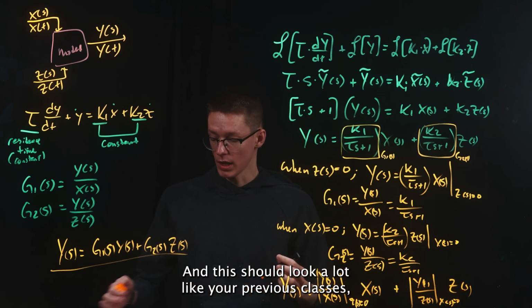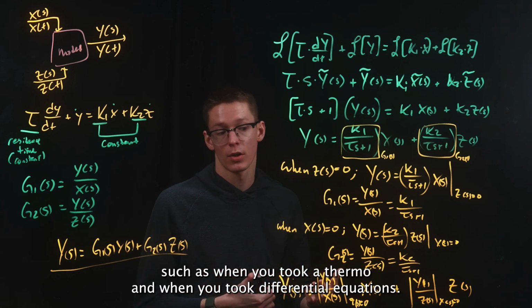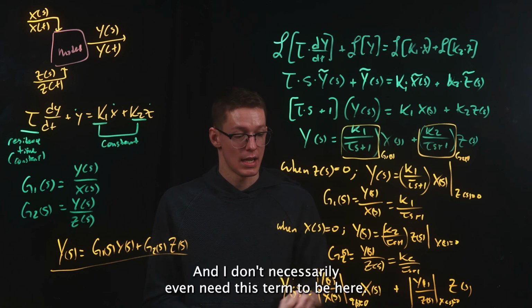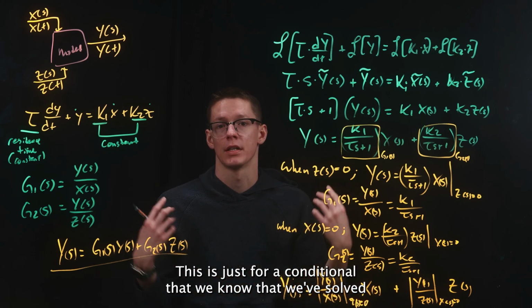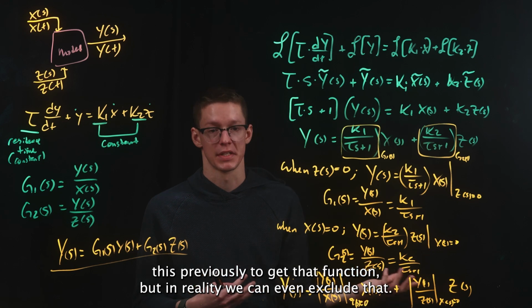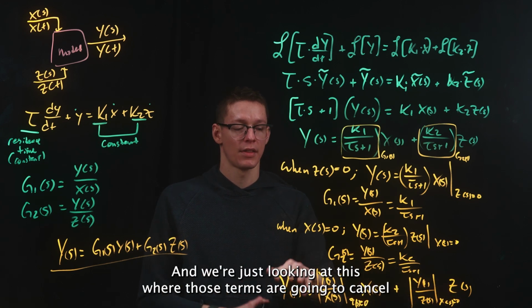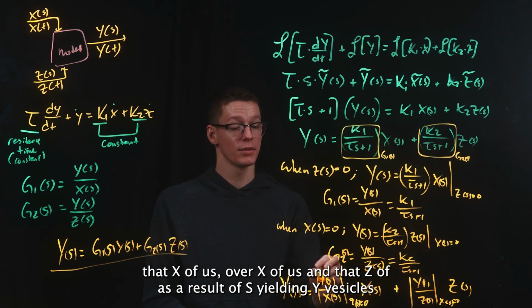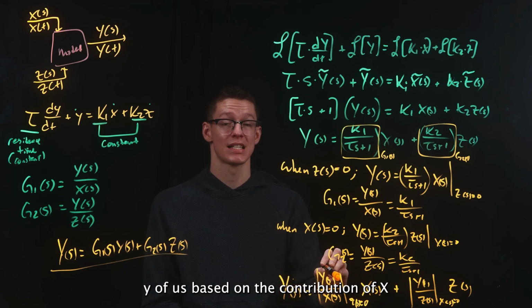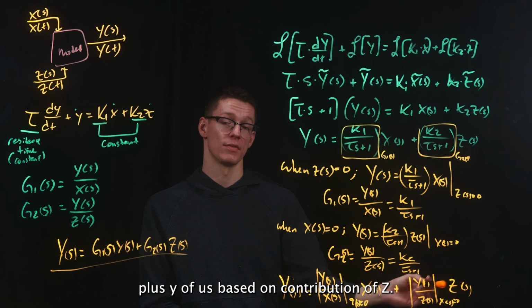And this should look a lot like your previous classes, such as when you took thermo and when you took differential equations. And I don't necessarily even need this term to be here. This is just for a conditional that we know that we've solved this previously to get that function. But in reality, we can even exclude that. And we're just looking at this, where those terms are going to cancel, that x of s over x of s, and that z of s over z of s, yielding y of s equals y of s based on the contribution of x plus y of s based on contribution of z.